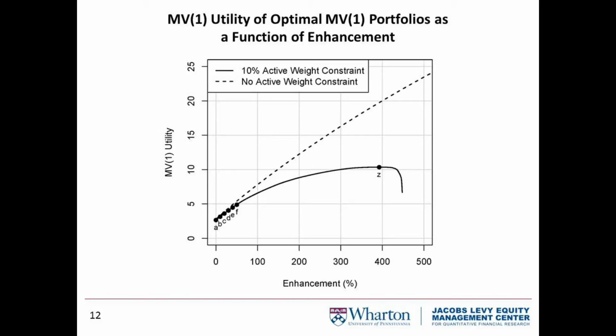It has an enhancement almost 400%. So it's a 500-400 portfolio, roughly speaking, with leverage of about 8-to-1. Another interesting feature is you'll see that the utility curve drops off pretty steeply as leverage continues beyond that point. Why is that?